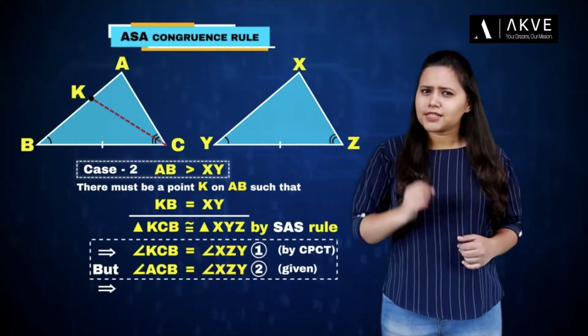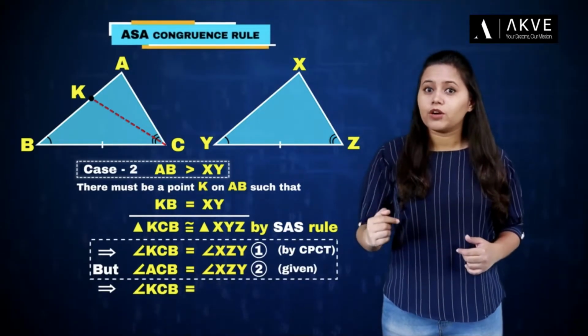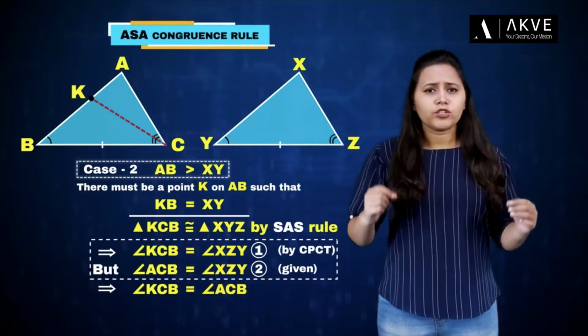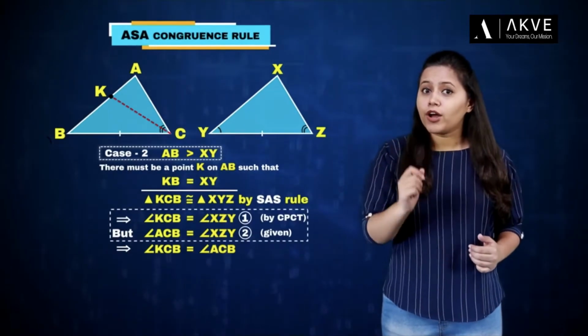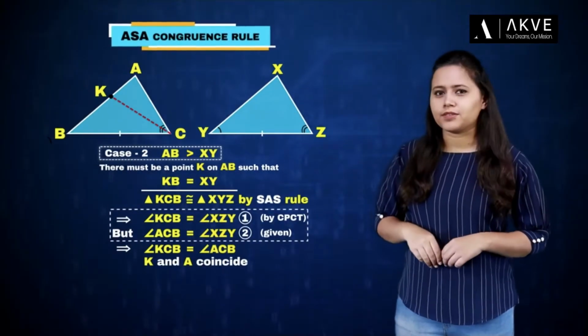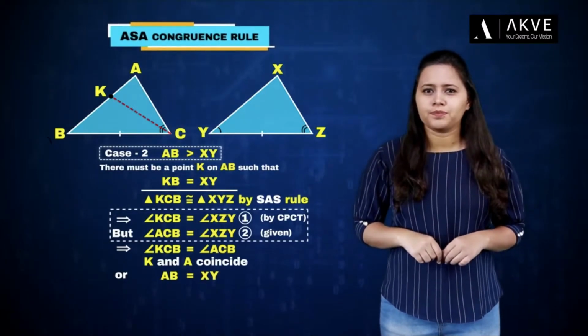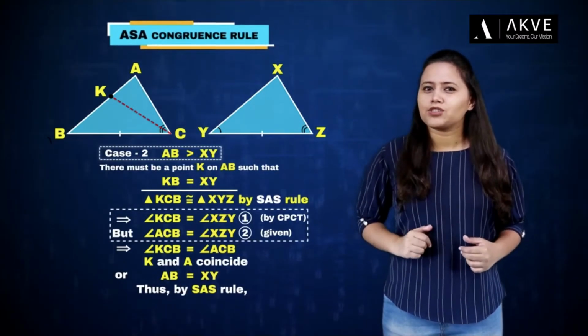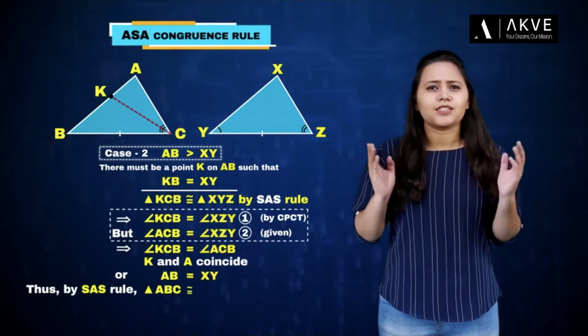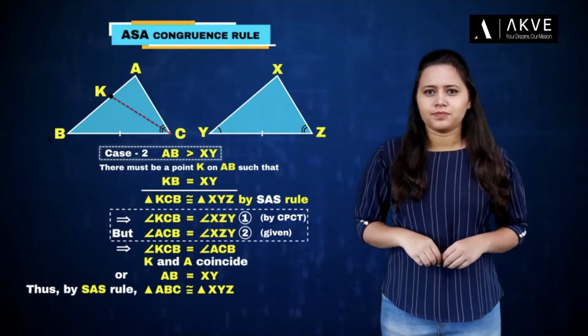This implies angle KCB is equal to angle ACB, which is possible only if the points K and A coincide, or simply when AB is equal to XY. Thus, by SAS rule, triangle ABC is congruent to triangle XYZ.